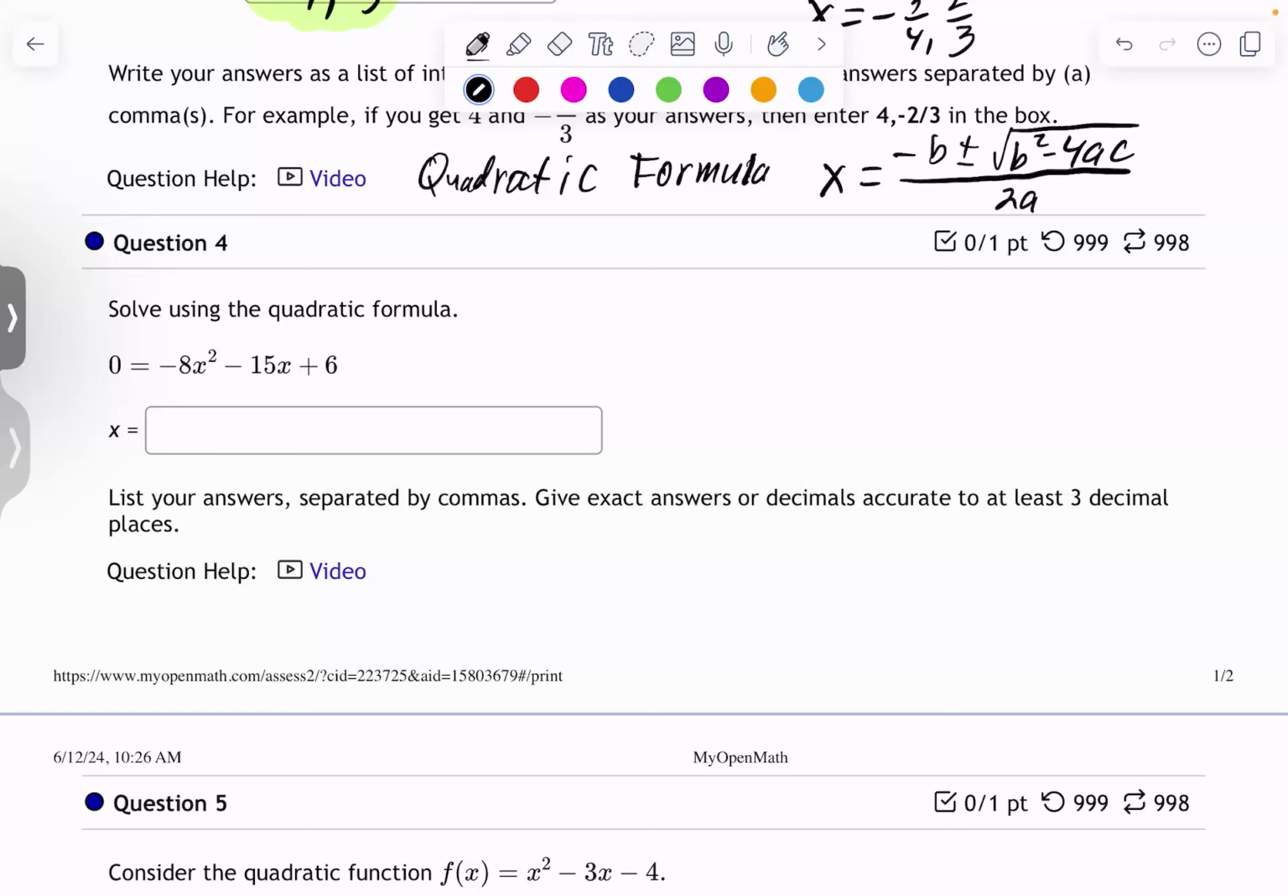And for question 4, a is negative 8, b is negative 15, and c is positive 6. So let's see what we get. Be careful with the double negatives. You've got to be really careful. Also, when you square a negative, we get a positive value.